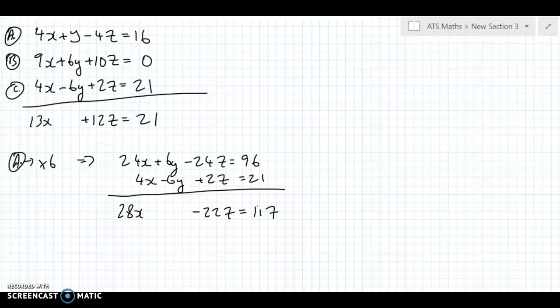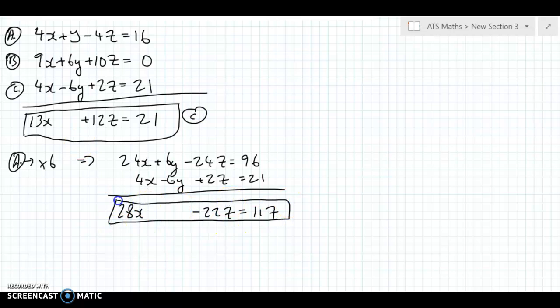And then what are we going to do? We're going to line up these underneath. You see, let's call this equation C, and we'll call this equation D, and I want to get rid of the z's, so I'm going to get C and I'm going to multiply it by 22. 22 multiplied by equation C, and that's 22 by 13.